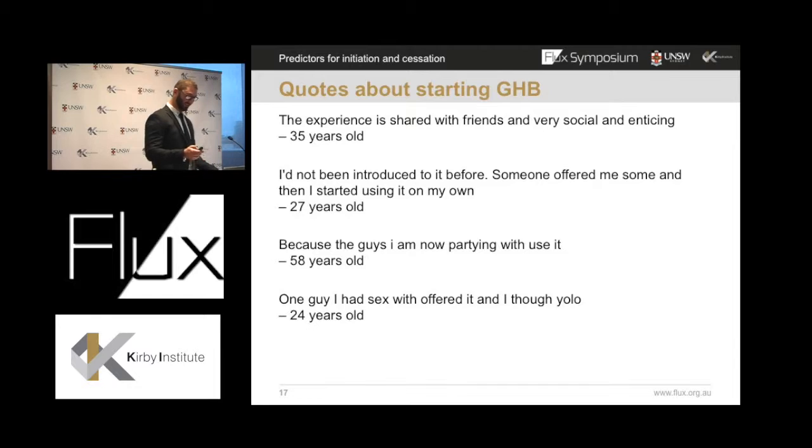Two things become evident when reading these. The reasons for initiation of GHB center around socializing and sex, and the reasons are very similar to those given in the initiation for crystal.